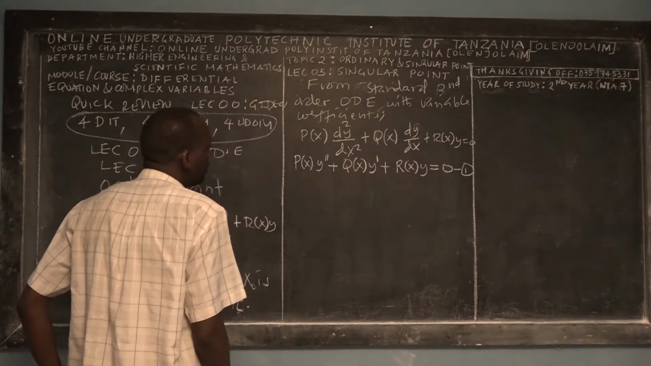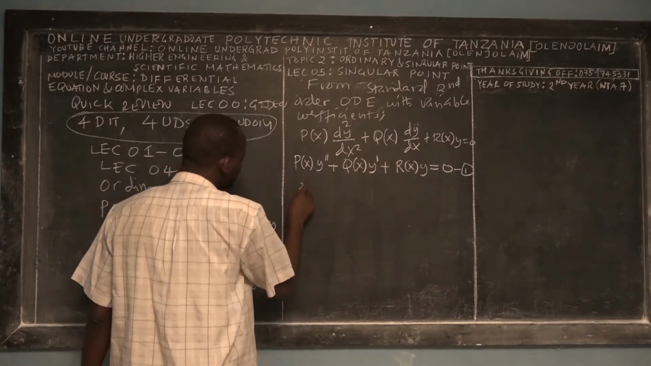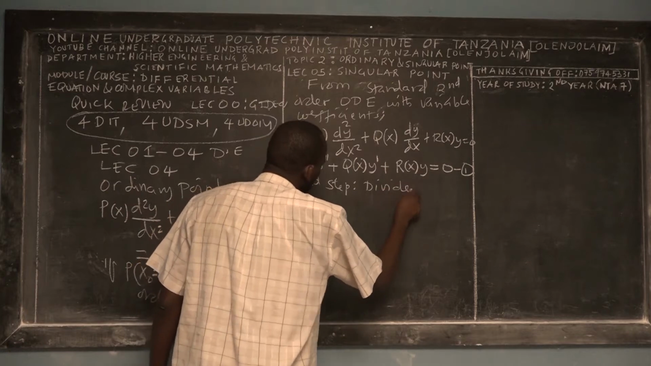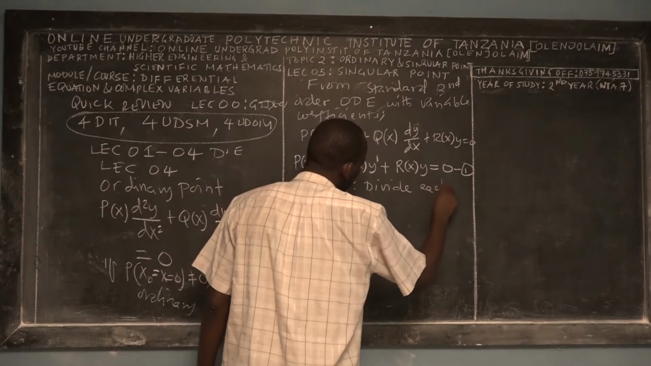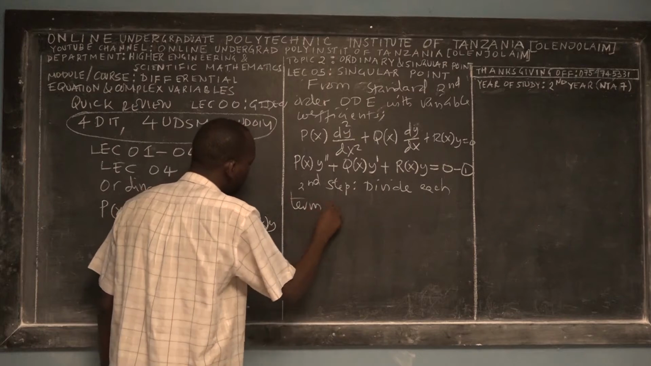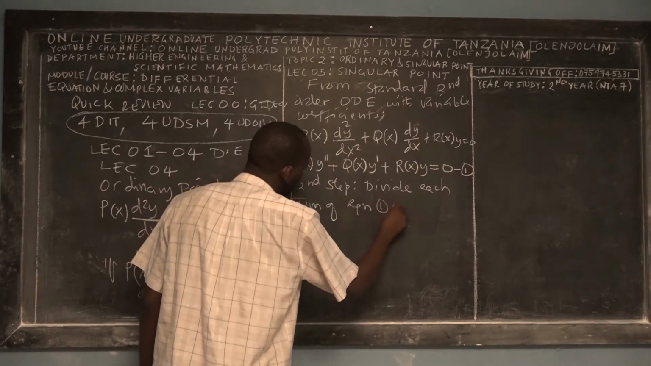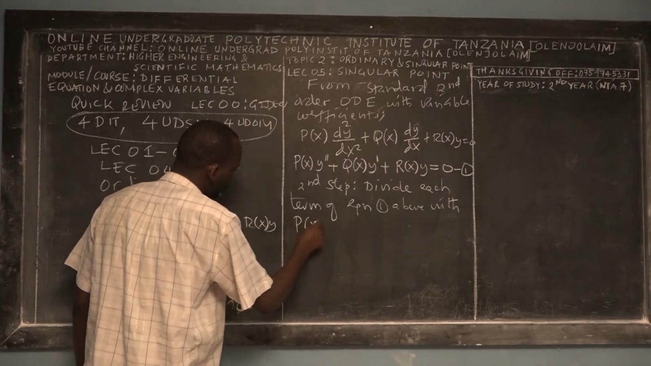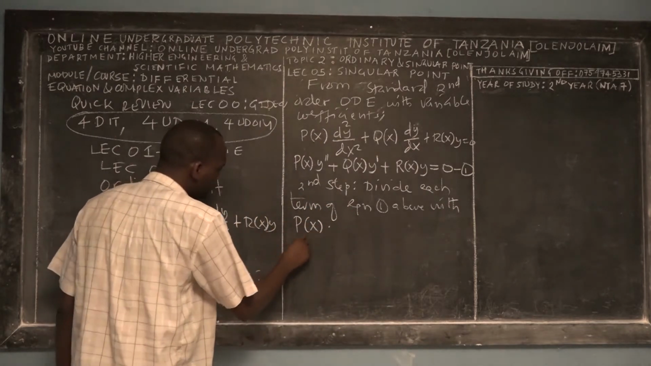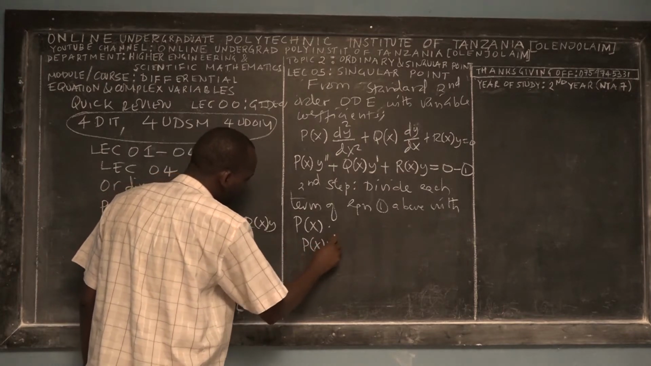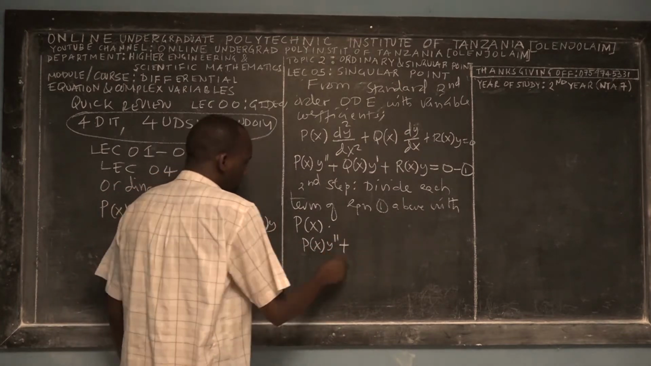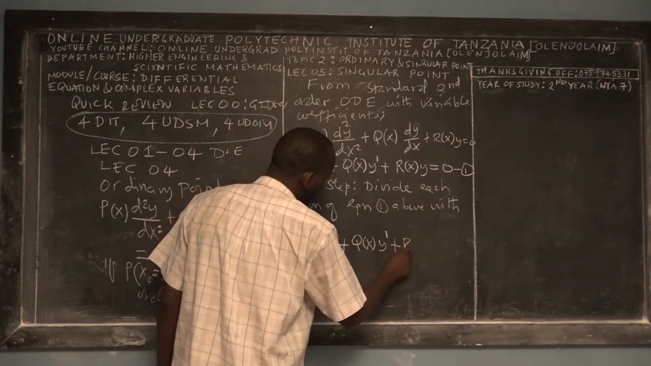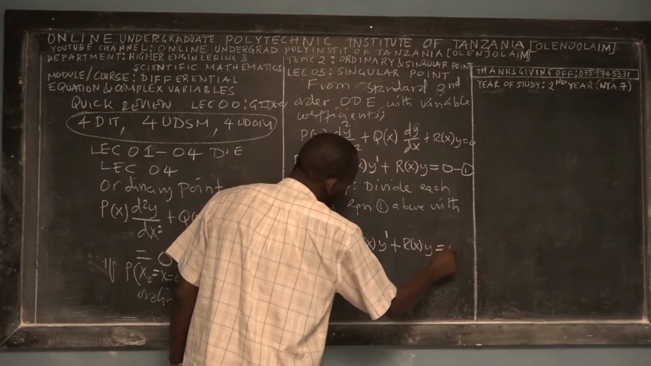The second step: divide each term of equation 1 above with P of x. What does it mean? We have P of x y double dash, we have Q of x y single dash, and then we have R of x y is equal to 0.